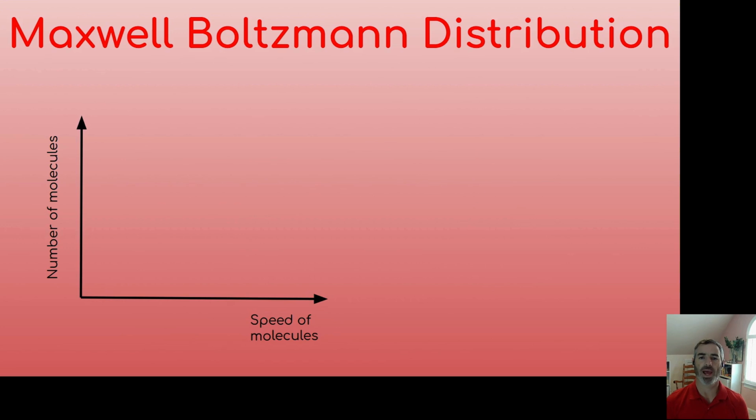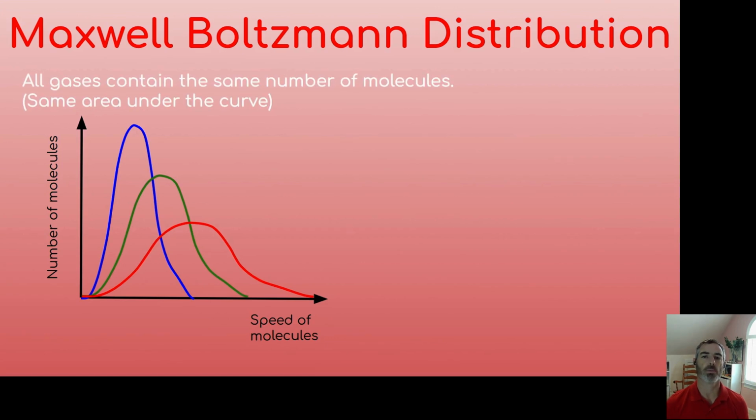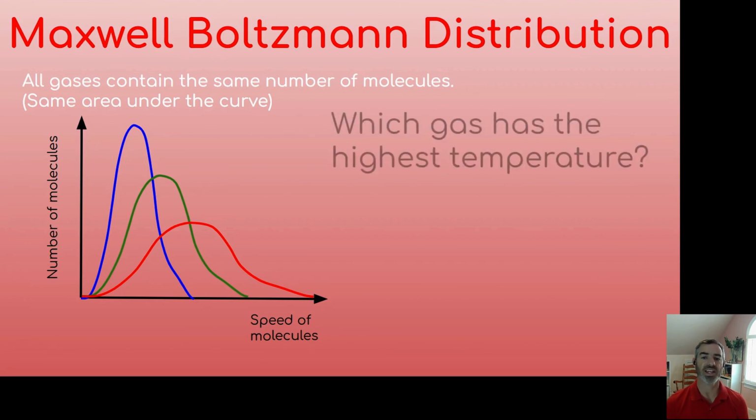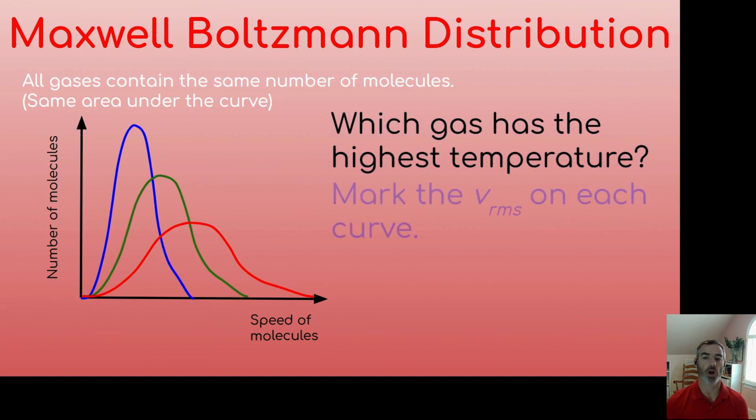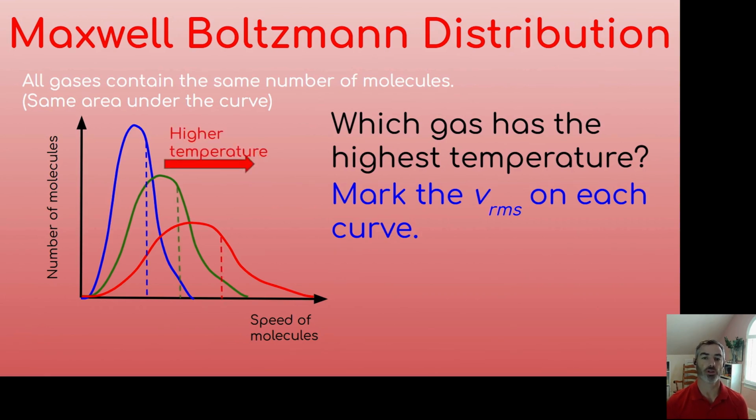So let's compare some Maxwell-Boltzmann distributions. So we have 3 samples of gas, and all the containers have the same number of molecules, or the same area underneath the curve. So the question we're going to be asked is, which gas has the highest temperature? And what we're going to do is mark the VRMS on each of those curves with a vertical dashed line. And we remember that the further to the right means the higher the temperature of the gas.